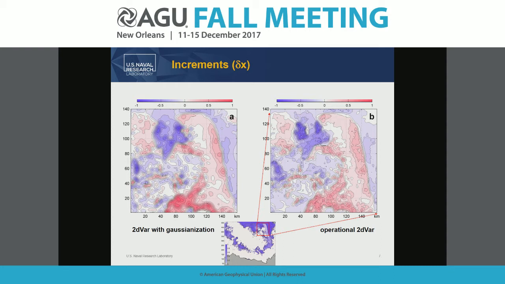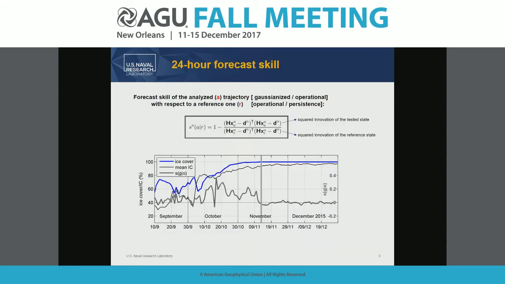On the right, there are operational increments. On the left, there are increments after using the Gaussianization transform. And finally, these are the improvements of the forecast skill, which was measured as 1 minus the ratio of the squared innovation of the tested state to the squared innovation of the reference state. So if it's positive, then we get improvements. The thick gray curve on the lower panel shows us the improvement. We see that it's positive all the way until the ocean freezes in mid-November, when ice concentration fields do not carry any information on the dynamics, and they are kind of worthless.